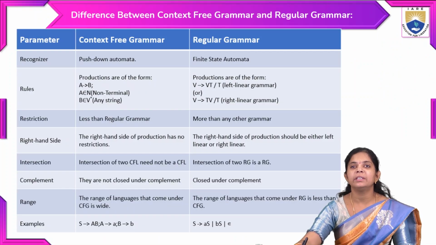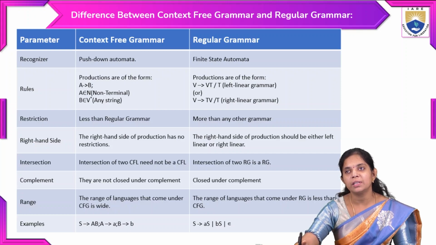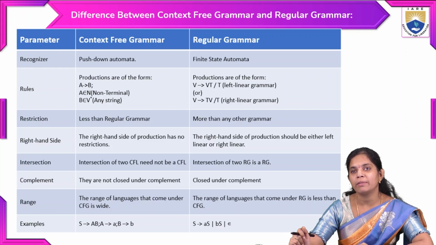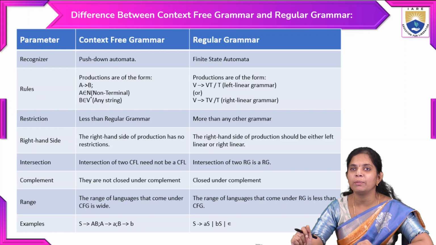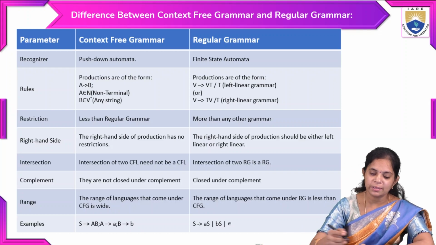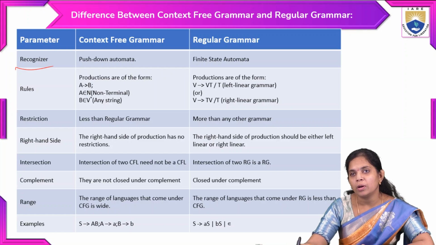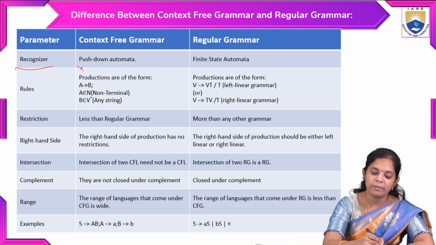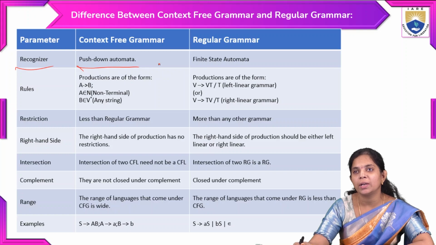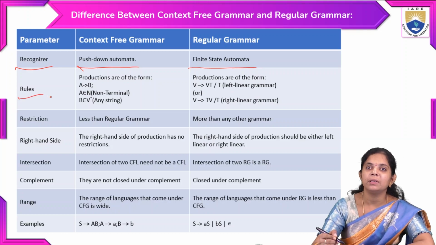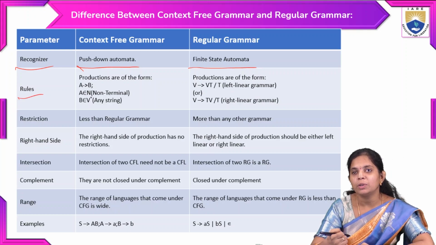And here, what are the differences between the context free grammar and regular grammar? We have some points, and based on the parameters, we have the differences between the two grammars. One is the recognizer. If you take the parameter as recognizer, context free grammar has the pushdown automata, and regular grammar has the finite automata. And coming to the rules parameter, rules are nothing but productions.